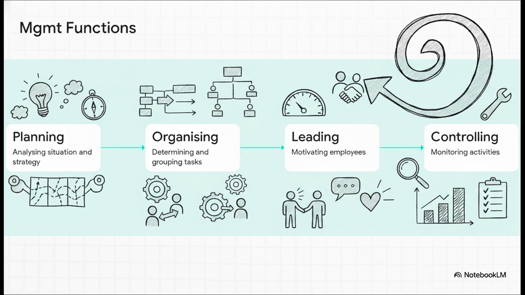You can kind of think of these 4 functions as this sequential, continuous loop that every manager operates within. First up, planning. This is where you analyze the strategy and develop plans to coordinate activities. Second is organizing, so figuring out exactly what tasks need to be done, how they're grouped, and who reports to whom. Third, leading. This is where those people skills really kick in to motivate employees and resolve conflicts. And finally, controlling. That's monitoring the activities to ensure things are actually going as planned and correcting any deviations. So it's plan, organize, lead, control, and repeat.